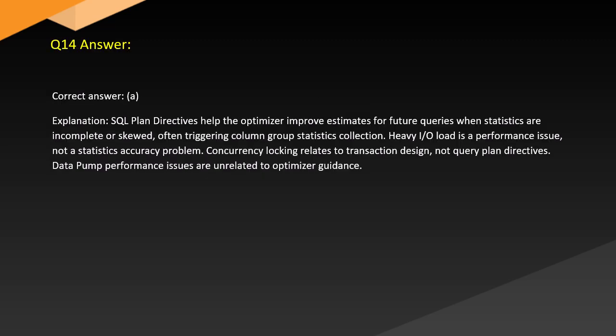Answer. Correct answer: A. Explanation. SQL plan directives help the optimizer improve estimates for future queries when statistics are incomplete or skewed, often triggering column group statistics collection. Heavy I/O load is a performance issue, not a statistics accuracy problem. Concurrency locking relates to transaction design, not query plan directives. Data Pump performance issues are unrelated to optimizer guidance.